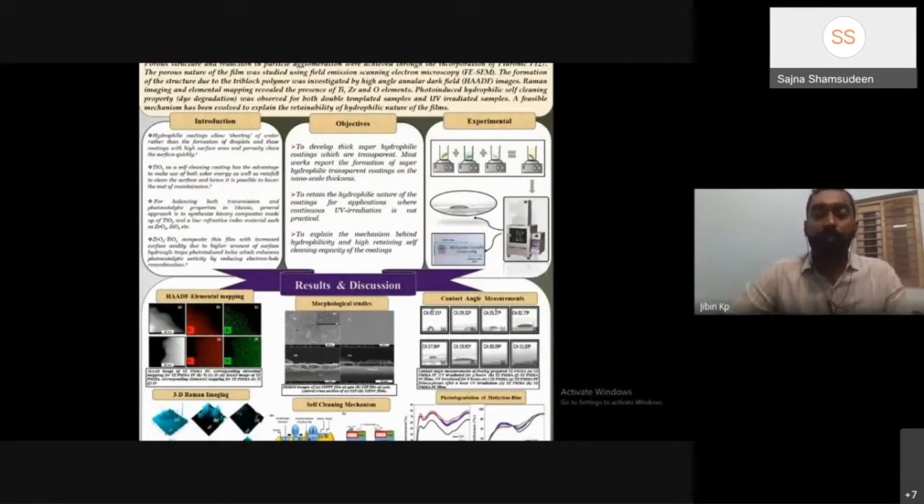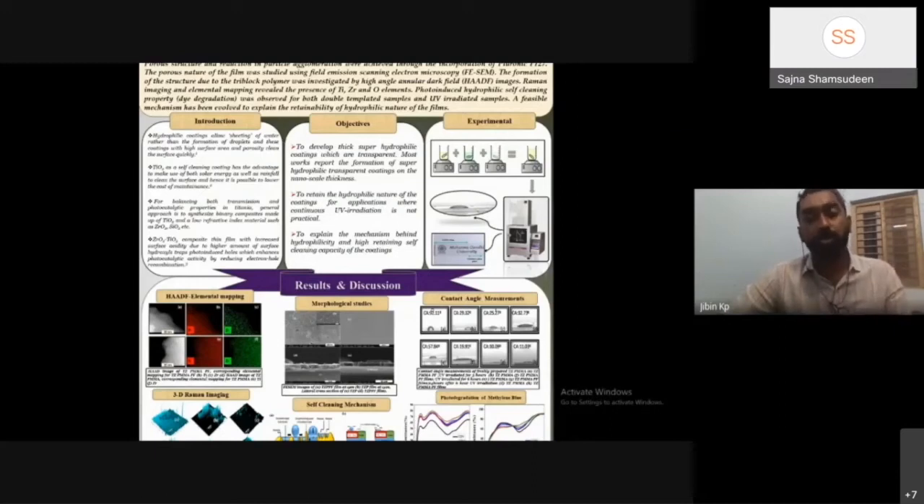For the PMMA alone sample, that's figure B, we can see that a very clear, smooth surface is observed. But where we have incorporated Pluronic F127, we can see small porous structure over the film, which means the surface roughness is increased due to the incorporation of Pluronic F127.